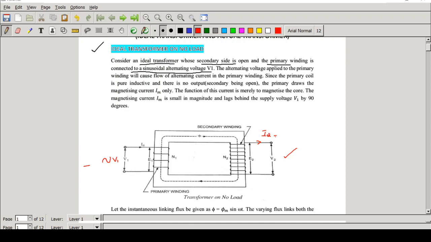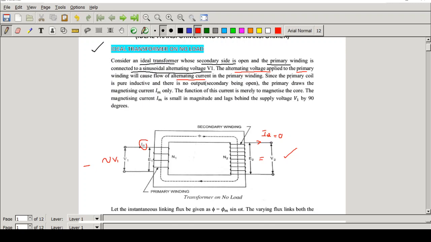That makes the condition E2 equal to V2. There is no voltage drop, so the induced EMF and the terminal voltage V2 will be the same. Now let's discuss the current. When you apply an alternating voltage to the primary, definitely there will be a flow of current. What type of current? Alternating current.